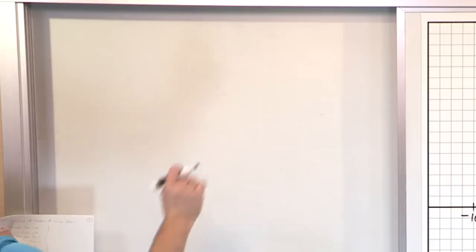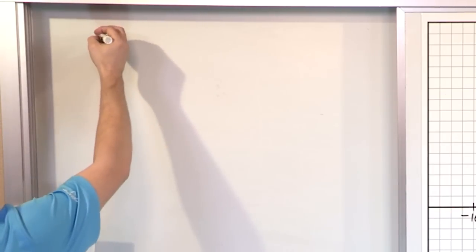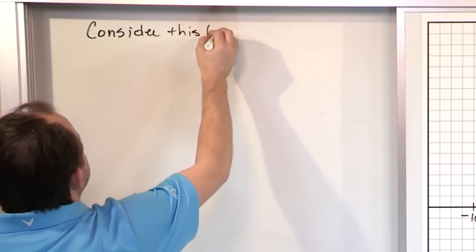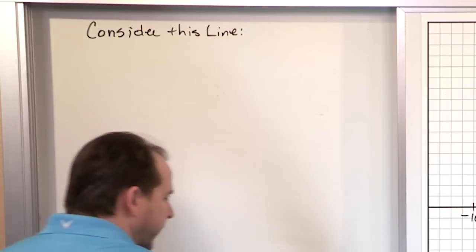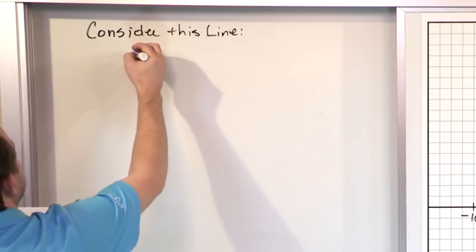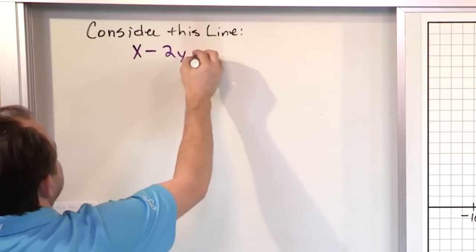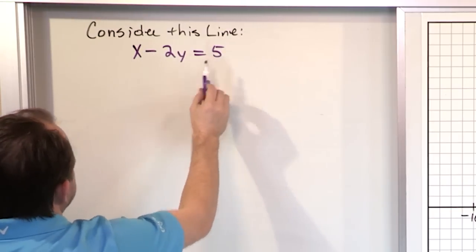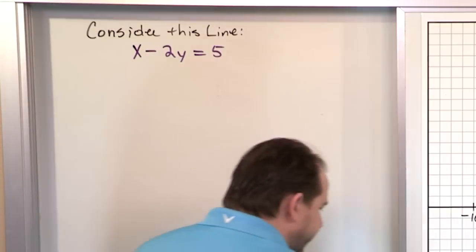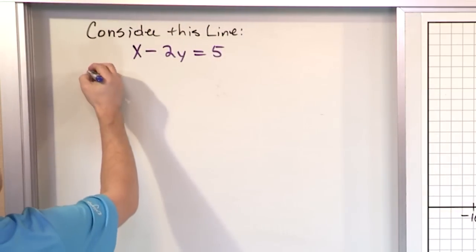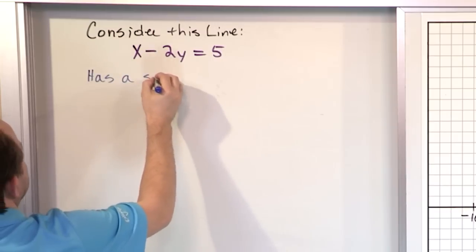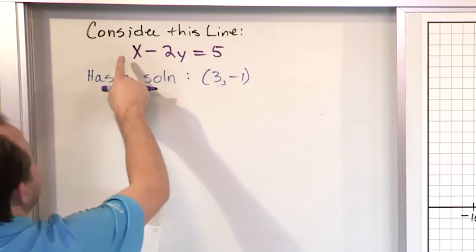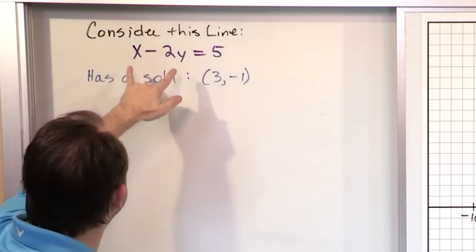So before we get to the concept of a system of equations, I want you to consider this line. You all know what lines are, right? So I'm going to write one on the board. This line, x minus 2y is equal to 5. It's a line, you know it is because it's in standard form, ax plus by equals c. Now, I'm not going to solve it, but I'm going to tell you that it has a solution: 3, negative 1. You remember, when we have all of these lines, they always have solutions.